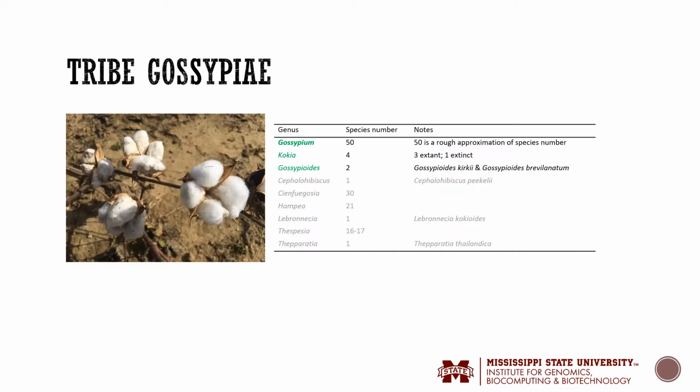The tribe Gossypieae consists of 9 closely related genera in the dicot plant family Malvaceae. The largest genus in the tribe is Gossypium, with roughly 50 extant species. Gossypium contains species we refer to as cottons, because some of its species provide the cotton fibers that are so highly valued by human beings. Gossypium's closest relatives are Cochlea and Gossypioides. I will be talking about all 3 of these genera today.